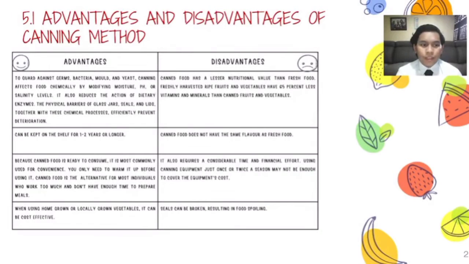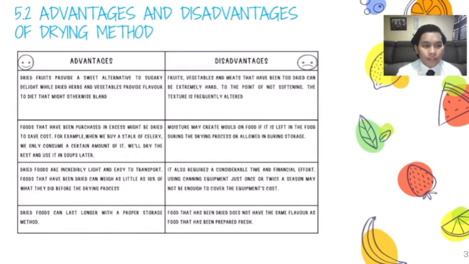Now we are going to talk about the advantages and disadvantages of all methods. For canning method, the advantage is it can be kept on the shelf for 1 to 2 years or longer, and the disadvantage is the canned food does not have the same flavor as fresh food. For drying method, food that has been purchased in excess might be dried to save cost, which is one of its advantages, and the moisture may create mold on food if it is left in the food during the drying process or allowed in during storage, which is the disadvantage.